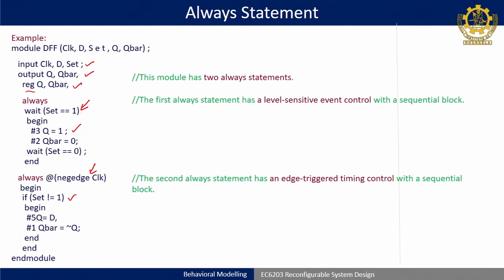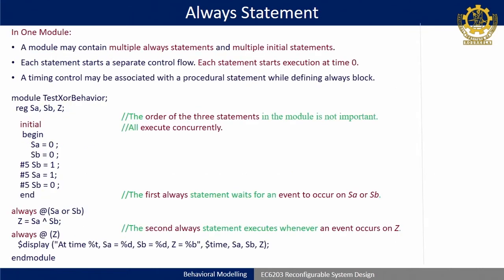So, it is to show that you can have more than one always statement in a particular code, and you can model the sequential design by using a behavioral level approach using the always construct. Okay. So, wait is not synthesizable, this is a level sensitive event control approach which is used for simulation only. And this is called edge trigger timing control. So, this also we will see in detail now.